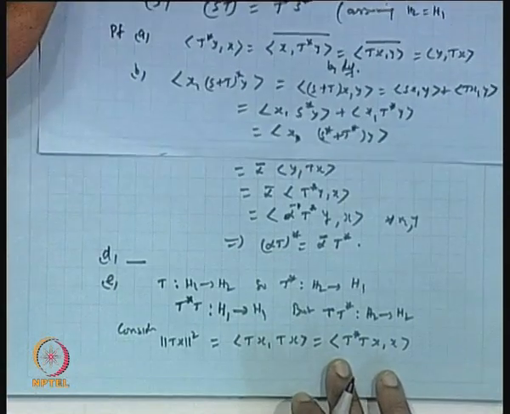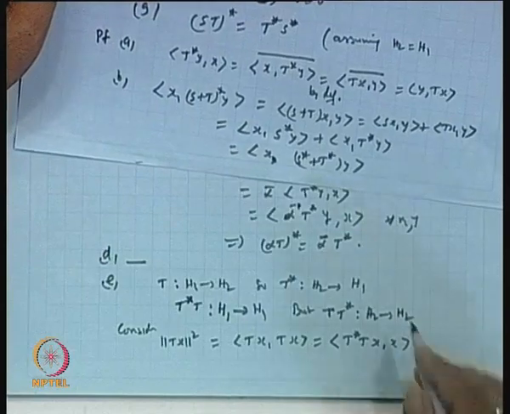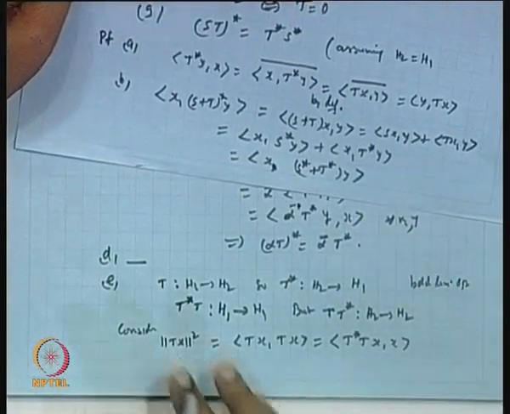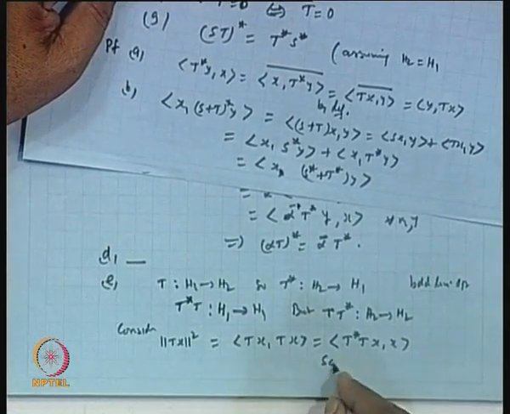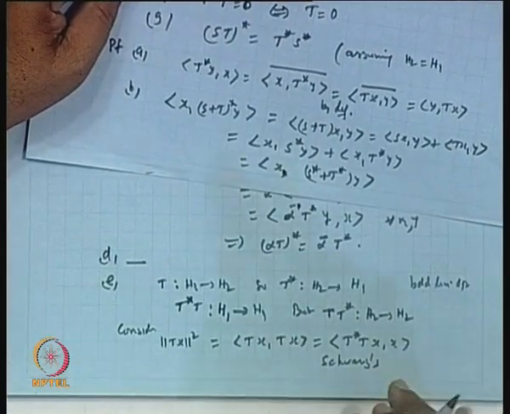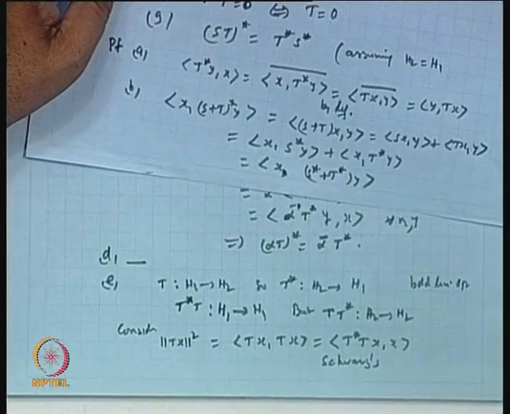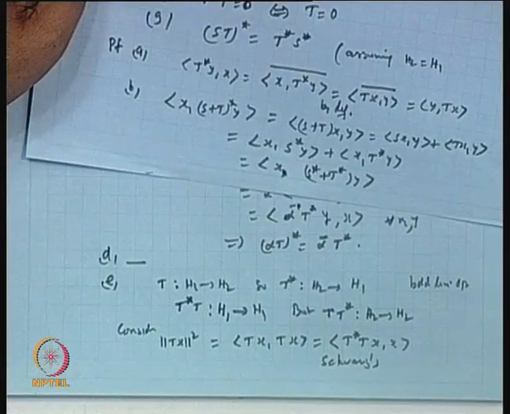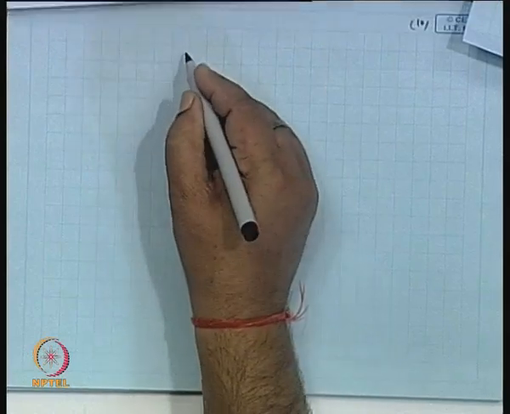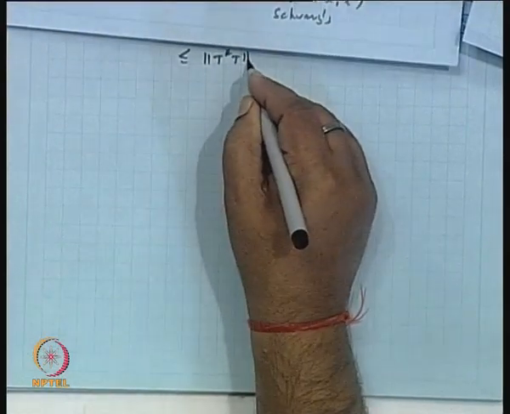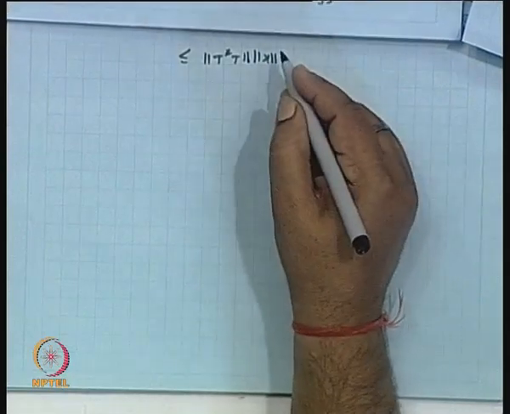Now, T and T* are both bounded. These are given to be bounded operators, so T* will also be a bounded linear operator. Okay. So, by the Schwarz inequality, the modulus of this inner product is less than or equal to the norm of this into the norm of this. T is bounded, T* is bounded; for bounded operators, norm of T1T2 is less than or equal to norm T1 into norm T2. That will give the boundedness. So by applying Schwarz, we get that this is less than or equal to the norm of T*T into the norm of x squared.